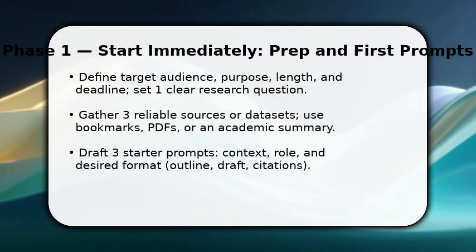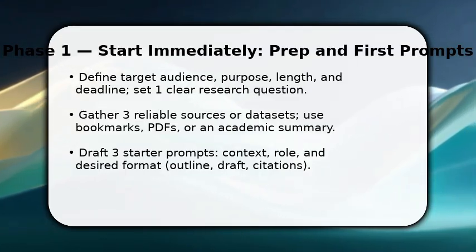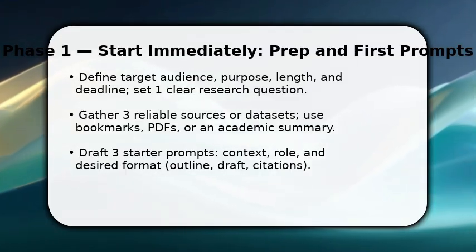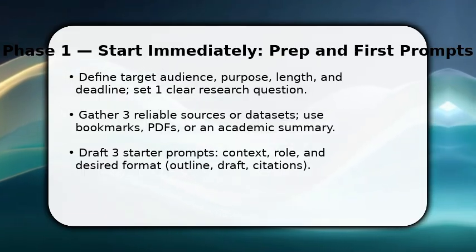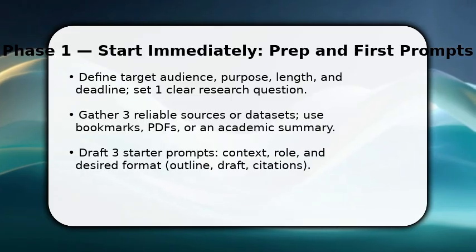You begin by locking the scope. Who reads this, why it matters, and the deadline. Once done, collect 3 reliable sources or data points to anchor the AI. This prevents hallucination and speeds review.